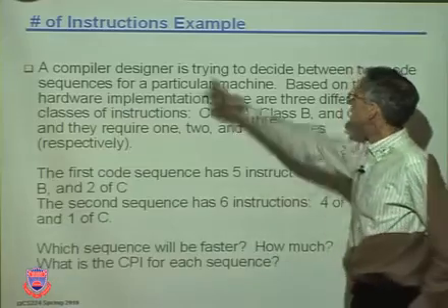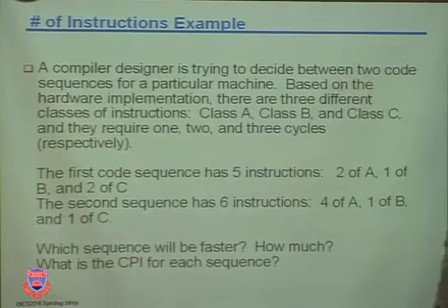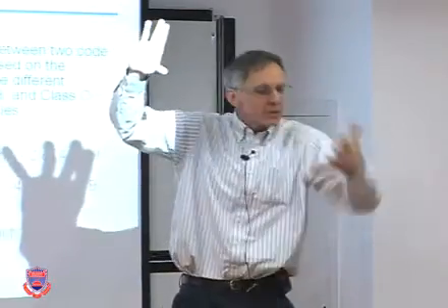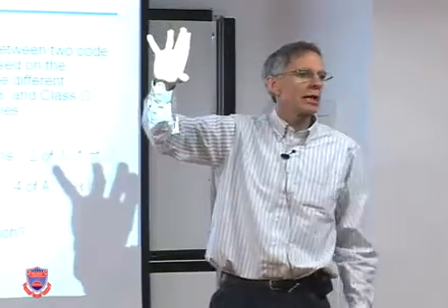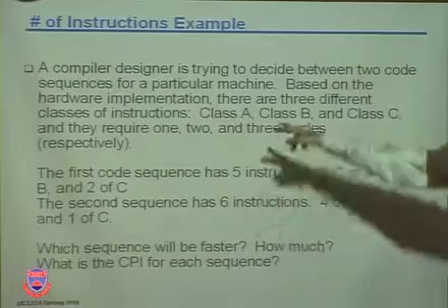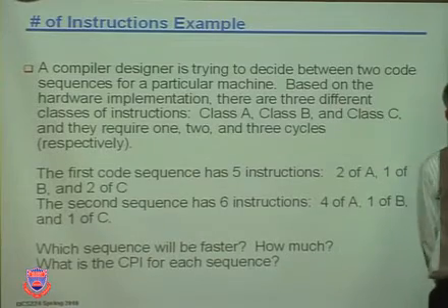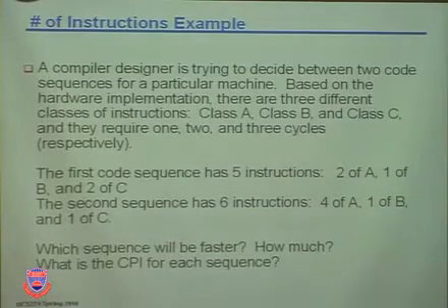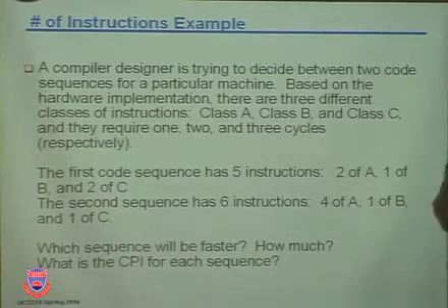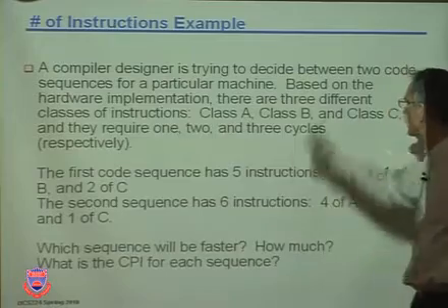So, a compiler designer is trying to decide between 2 code sequences for a particular machine. In other words, given this high-level block, how will I turn that into assembly and machine code? Could do it this way, could do it that way, given a target architecture. Given machine means the ISA is fixed. Based on the hardware implementation, there's 3 different classes of instructions: Class A, Class B, Class C. Last time there were 4 classes: ALU, load, store, and branch jump class. This time there's 3 classes, and they just have names.